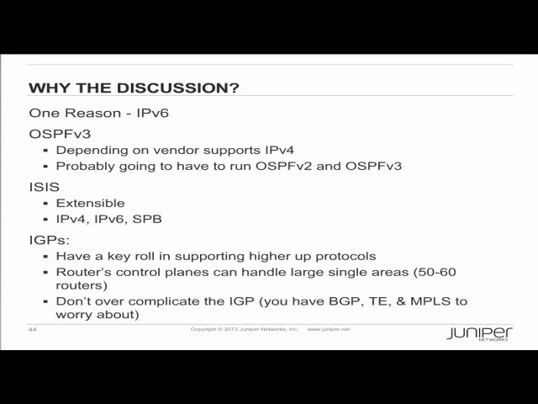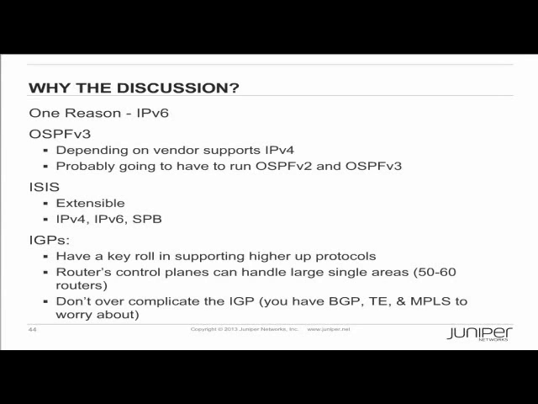And just make sure you don't overcomplicate your IGP. Most people don't need more than a single area, just one big backbone area. You can get 50 to 60 routers by Cisco's documentation. Juniper, we can support, I want to say, on our larger routers about 500, on our smaller ones, I believe it's about 300. So don't overcomplicate it.